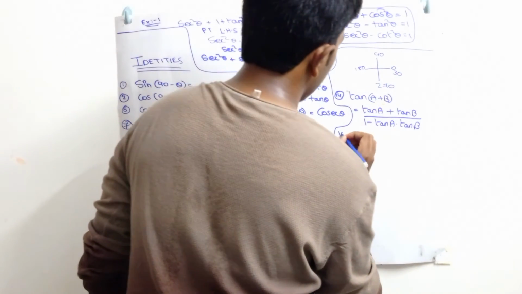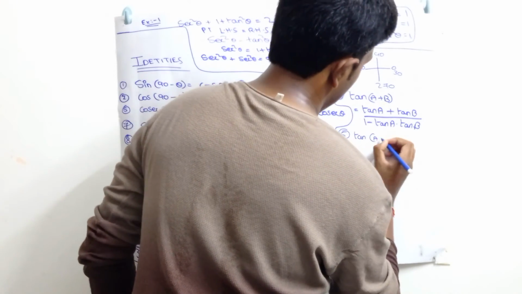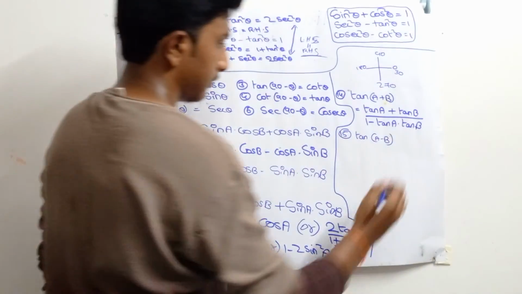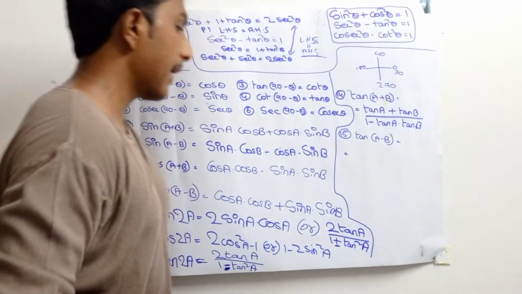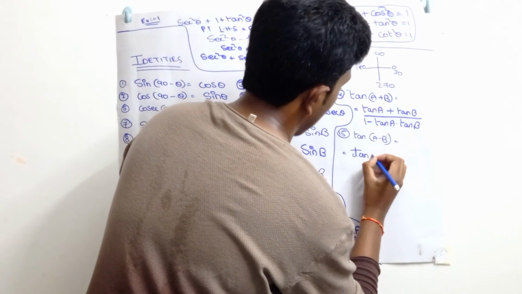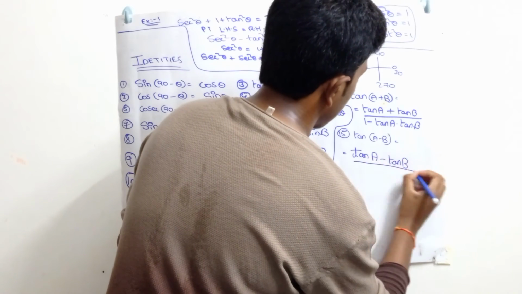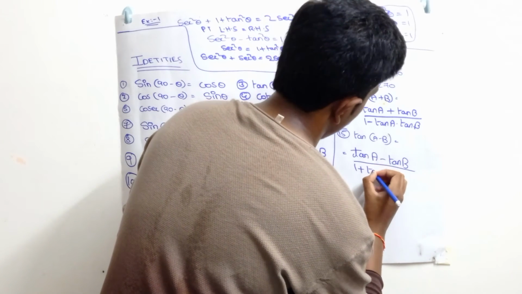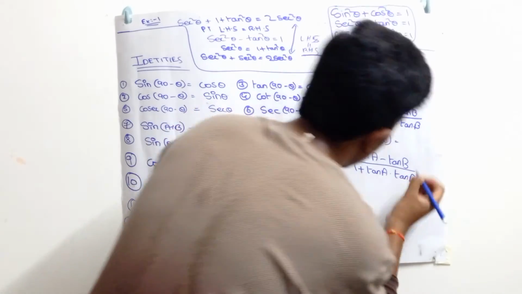While moving to the 15th formula, tan A minus B. Tan A minus B means tan A minus tan B by 1 plus tan A into tan B.